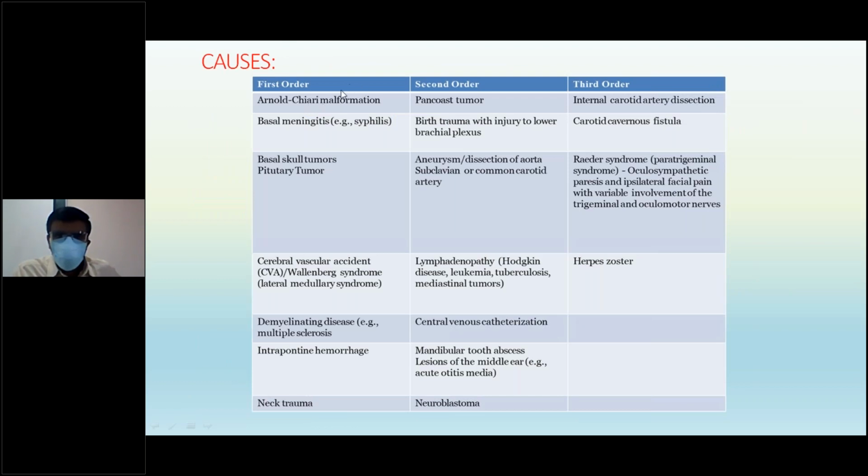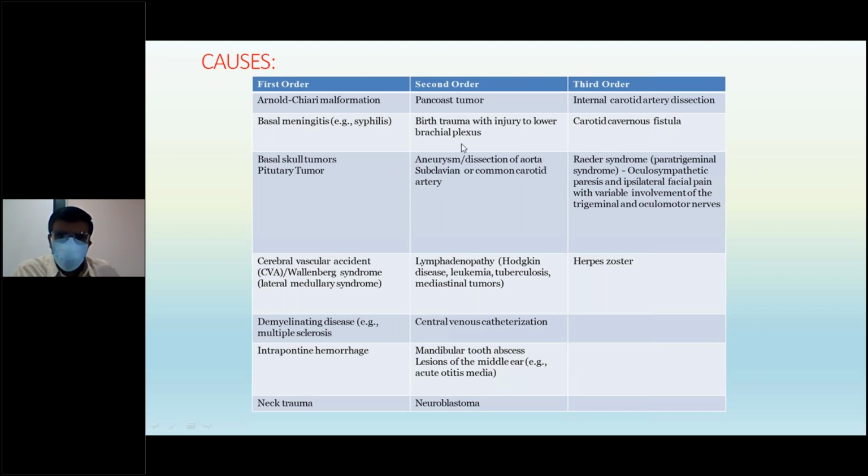There are causes for first order, second order, third order. First order is Arnold-Chiari malformation. Second order is Pancoast tumor. Third order is internal carotid artery dissection. The causes of first order are basal meningitis or syphilis, basal skull tumors or pituitary tumors. The other causes are cerebrovascular accident, demyelinating disease, for example multiple sclerosis, intrapontine hemorrhage, neck trauma. All these conditions cause first order Horner syndrome.